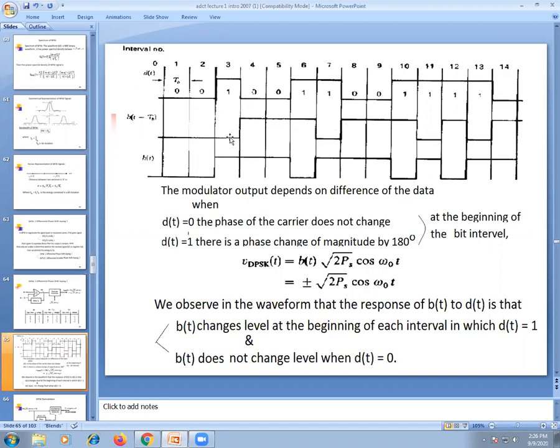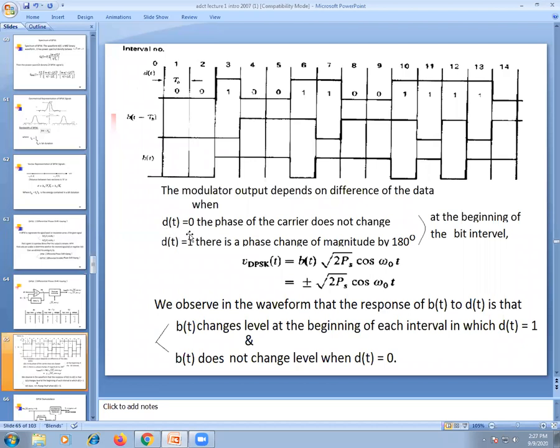Now, the modulator output depends on the difference of the data. In the previous DPS, the modulator output depends on the same given data, but in this DPSK, the modulator output depends on the difference of the data. What is the difference of the data?